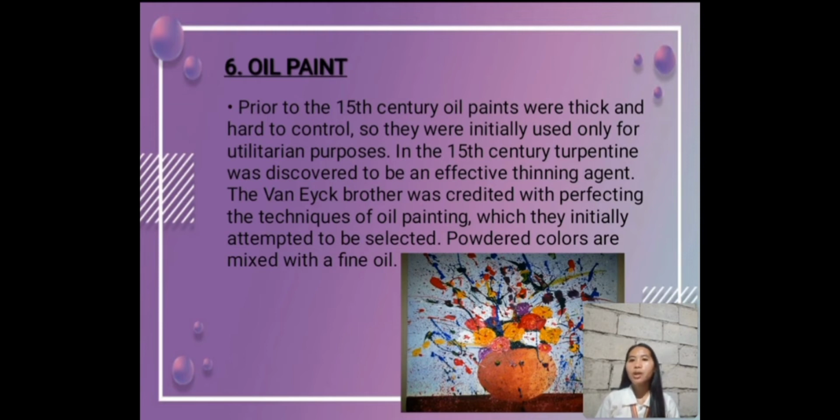Powdered colors are mixed with a fine oil. So the oil paint can be applied to a prepared ground, usually stretched canvas with a coating of neutral pigment. The earliest technique of oil painting involves building up layers of colors, moving from darker to lighter value.